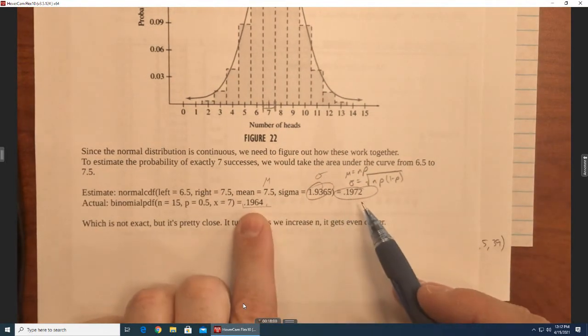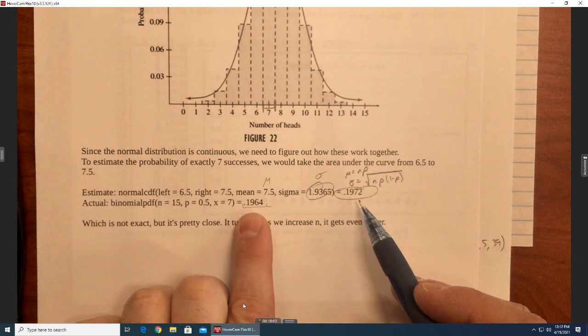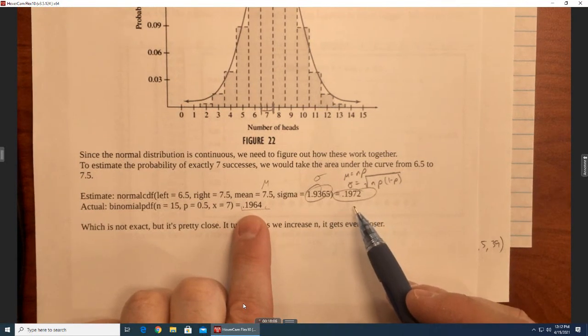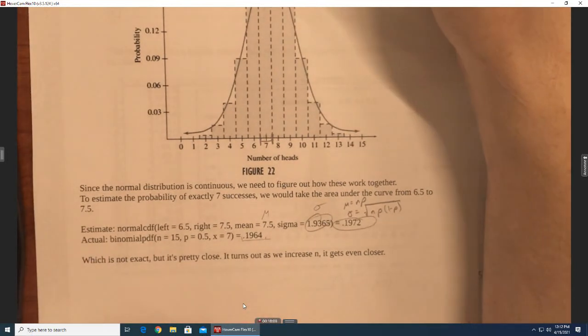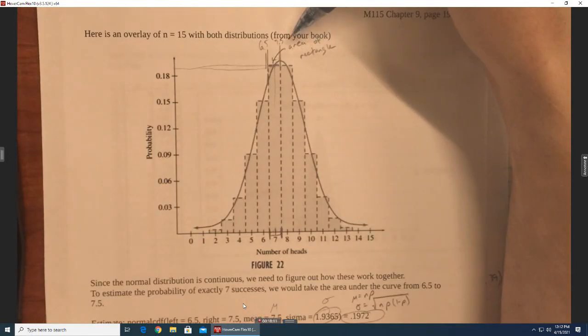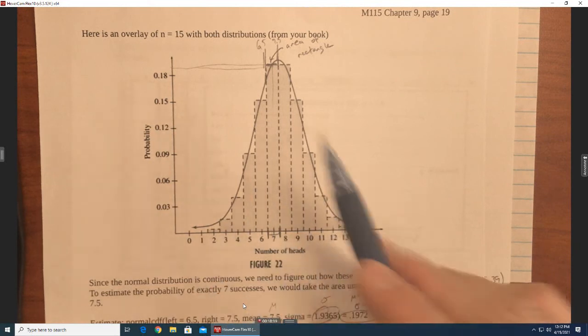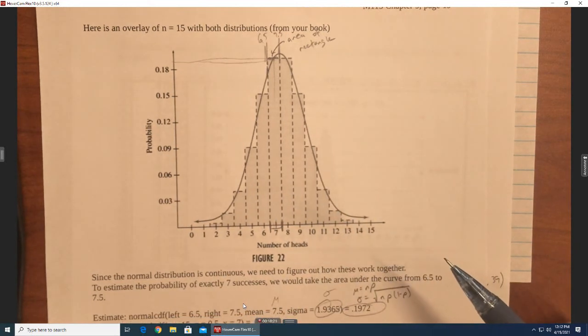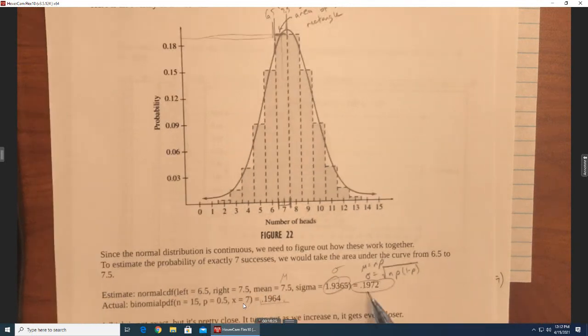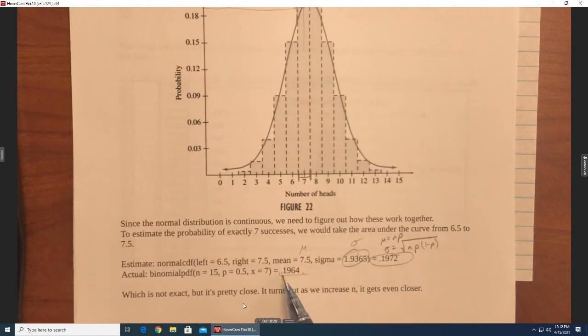So yes, they're not quite the exact same number, but it is a rather close approximation. And n equals 15 is actually not that many trials. This approximation gets more accurate the more trials you have. If you had 1,000 or 1,000,000 trials, you'd end up getting closer to the actual number.